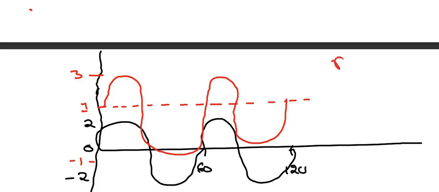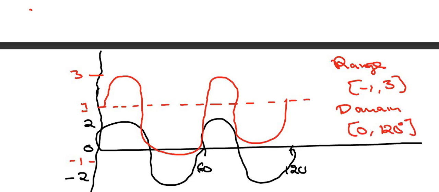Yeah, you can state by the side, state the range. The range is simply now from negative 1 to 3, and the domain was already given. The domain was already given to be 0 to 120. That's why we're ending on.